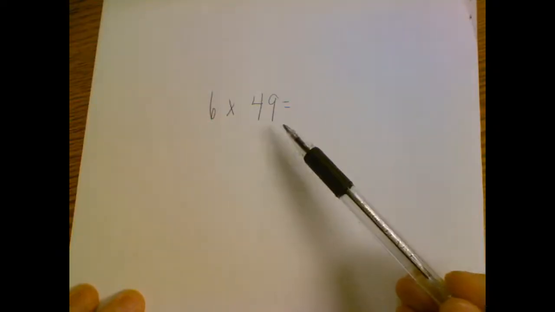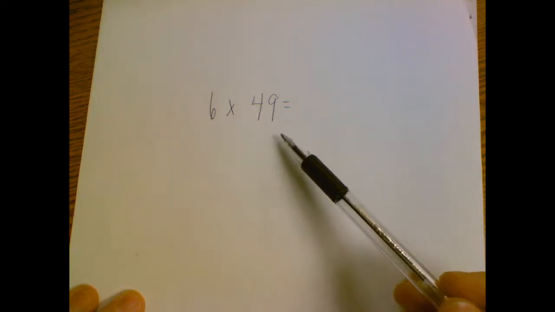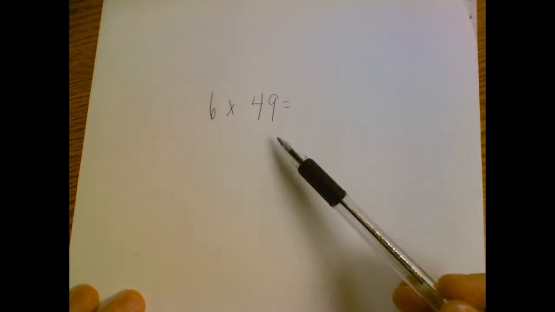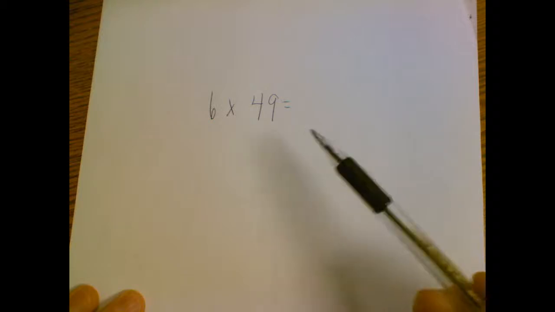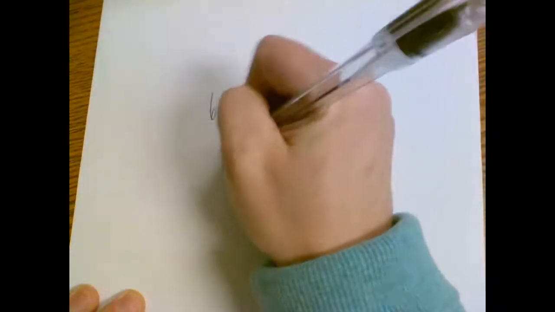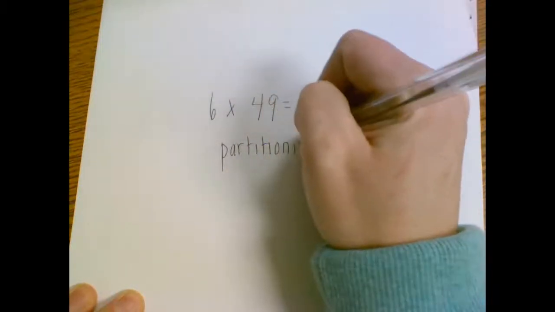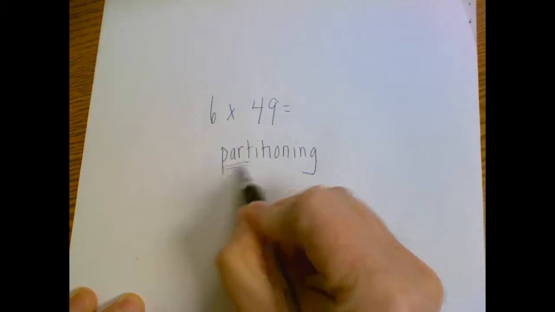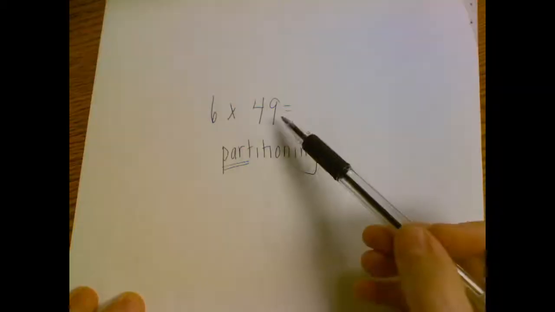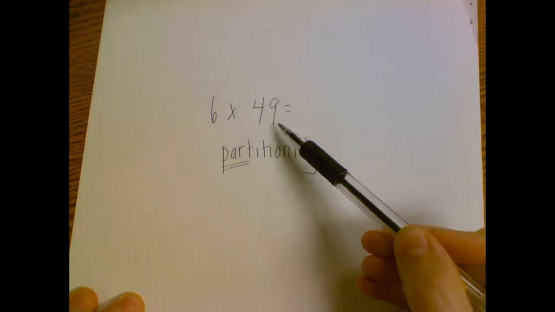Today we finally get to jump into double digit by a single digit multiplication. Now, I know some of you maybe already know how to solve this problem, but today I just want to focus on one strategy that's called partitioning. So let me just write that word out. Partitioning. And that means, see the word part? You are breaking apart the double digit number, and we're going to break it apart to make our multiplication easier.